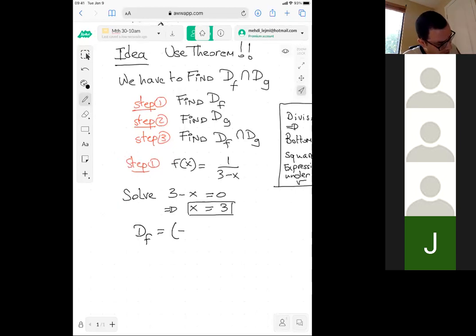So this would be negative infinity to positive 3, union. This symbol here, of course, means union, right? Then positive 3 to positive infinity, right?